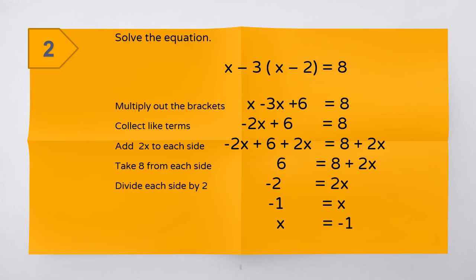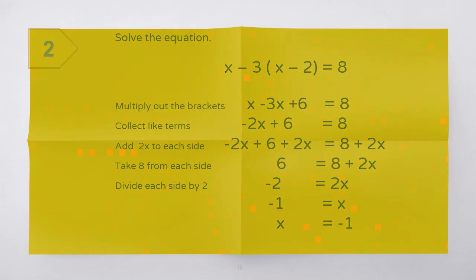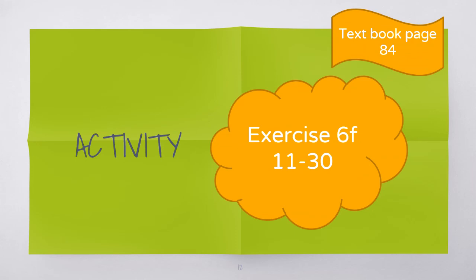Take 8 from each side. Then you are getting negative 2 equals 2x. Now it's a time to get the answer for x, therefore divide each side by 2. Once you divide each side by positive 2, you are getting the answer for x as negative 1. Now this is the time to do some activities. Turn to the page number 84 in your textbook and you can complete exercise 6F, question number 11 to 30.